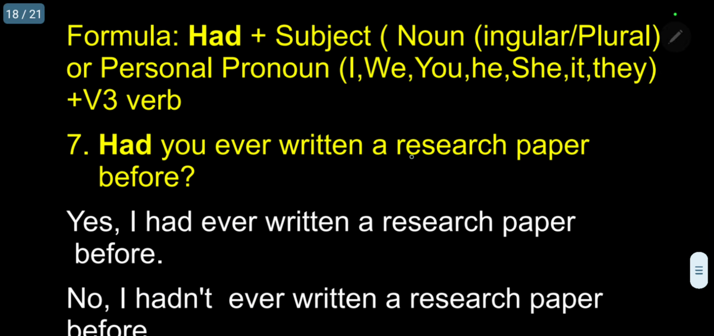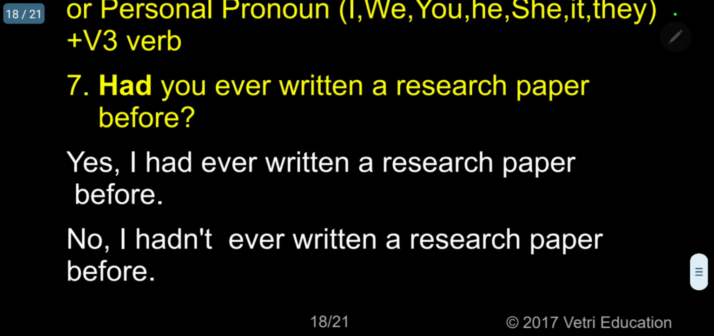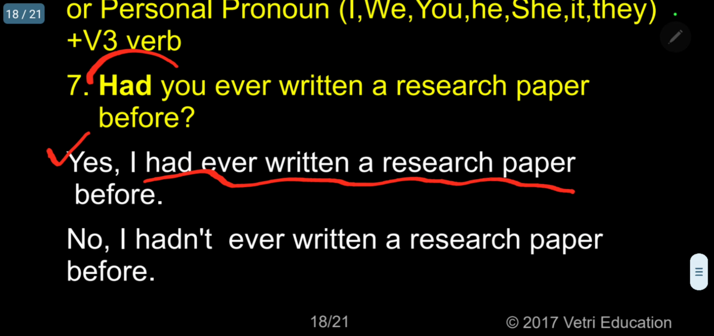Now, question number 7. Had you ever written a research paper before? Two possibilities. If written a research paper, yes. Not written, no. Assuming yes, kindly follow, you automatically become I. I had ever written a research paper before. No, I hadn't ever written a research paper before. So this is the way we have to give the reply.